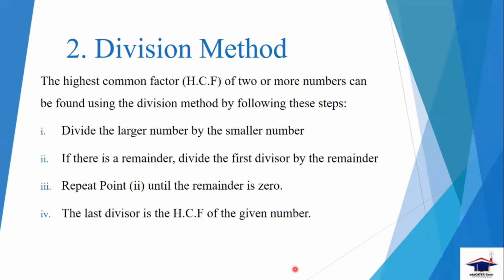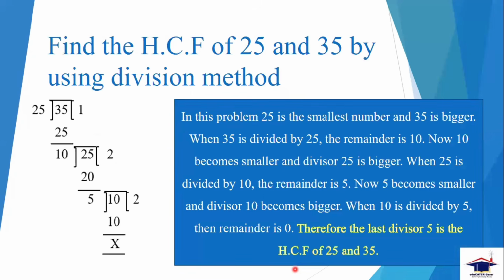So let me explain these procedures with a simple example. Here they have asked to find the HCF of 25 and 35 by using the division method. First, take the bigger number, which is to be divided by the smaller. Here 25 is the smallest number and 35 is the biggest number. Therefore, 35 is divided by 25. 25 ones are 25. The remainder is 10.